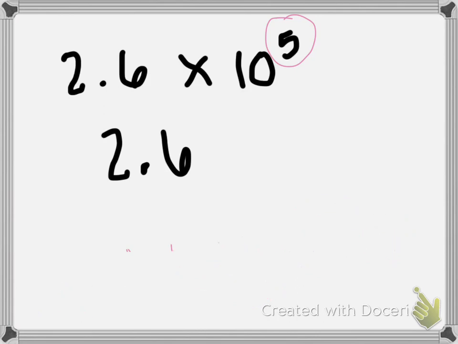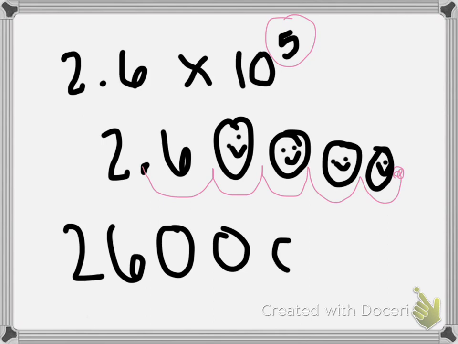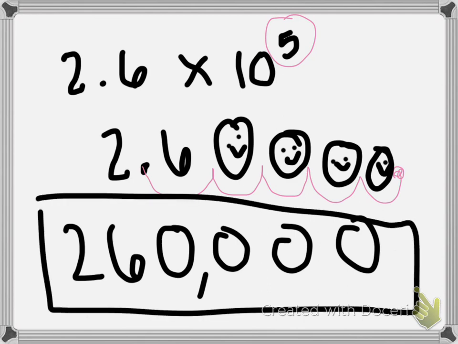Okay, so we are going to move our decimal to the right 5 times. So 1, 2, 3, 4, 5. Boom. Okay. I always tell my kids fill in the spaces with smiley faces, just to make it fun. I mean, they're really just zeros, but it's more fun that way, right? So take away the little valleys, if you will. Rewrite your number. And there you have it, 260,000. All right, that would be your answer.